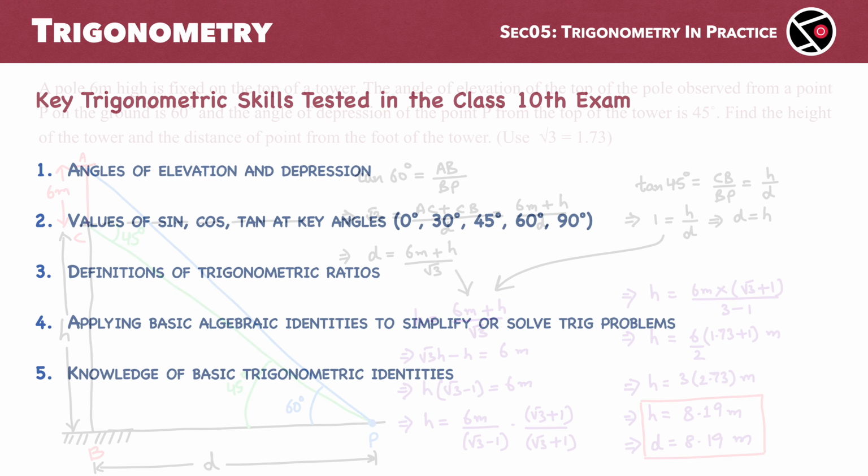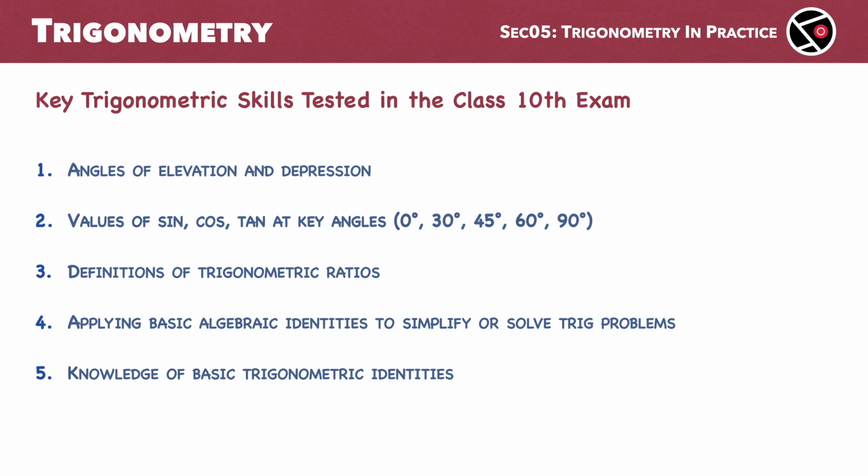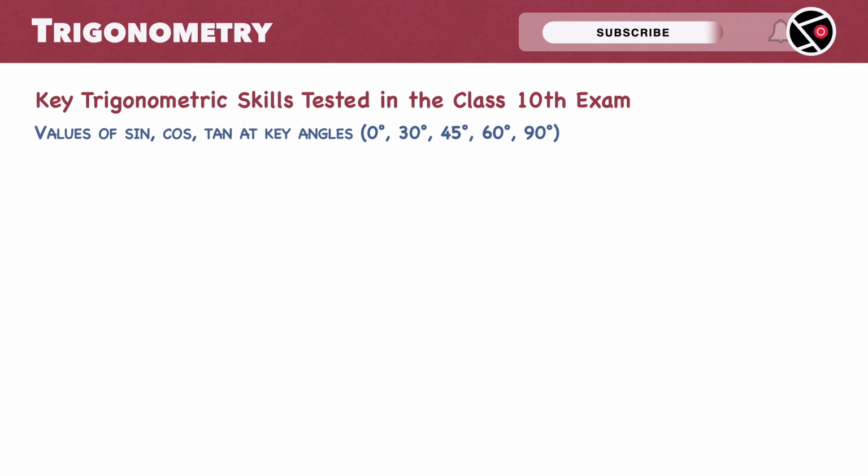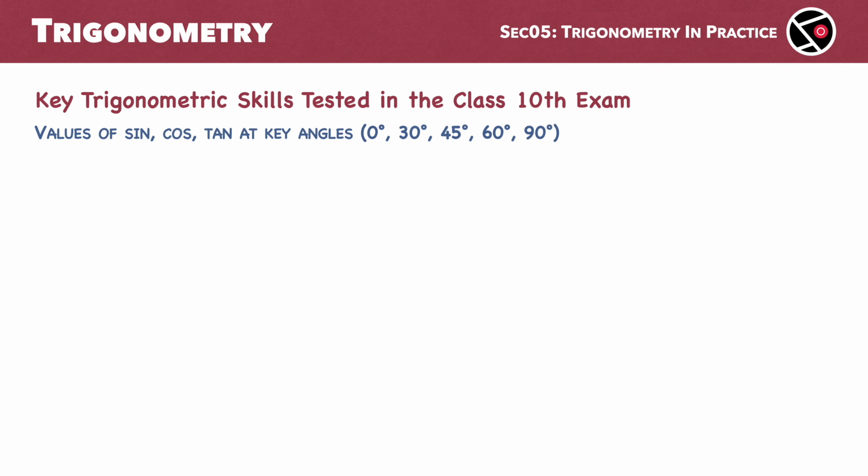Here is a complete list of trigonometry related skills that are tested in the class 10th exam. We are already done with the first one, angles of elevation and depression. Let's move to the next one. Values of trigonometric ratios, sine, cos and tan at some key angles. Yes, you are definitely expected to know the values of these ratios at 0, 30, 45, 60 and 90 degrees.